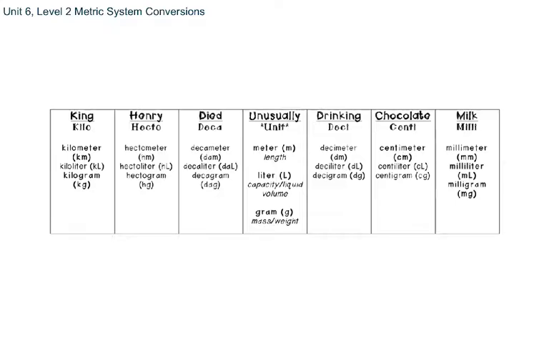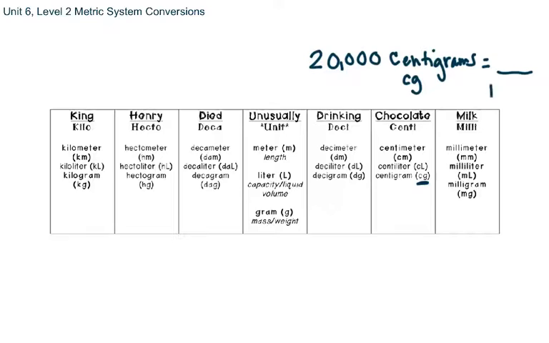So let's go ahead and start and say that we have 20,000 centigrams, which you'll notice in our chart has the label CG. And we want to know how many hectograms that is, which, looking at the chart, has the label HG.